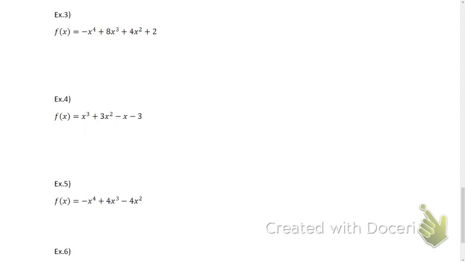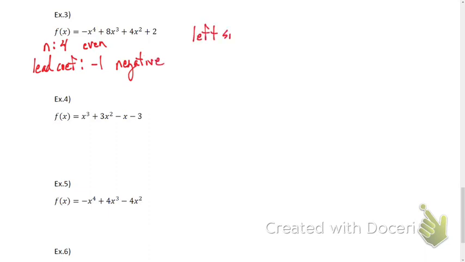Maybe hit pause and try it on your own. n is 4. Lead coefficient is negative 1. So the important things here are even and negative. That means on the left side it is going down, and on the right side going down.